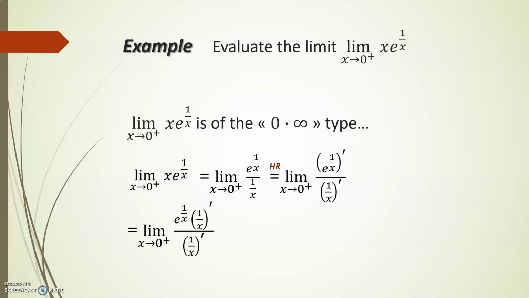In fact, I'm going to be lazy, and I won't even bother calculating 1 over x prime, because 1 over x differentiated is also what's happening at the denominator. So those common derivatives can simply be cancelled. 1 over 0 plus is heading towards infinity, and e to the infinity becomes really big. So this limit diverges to infinity.